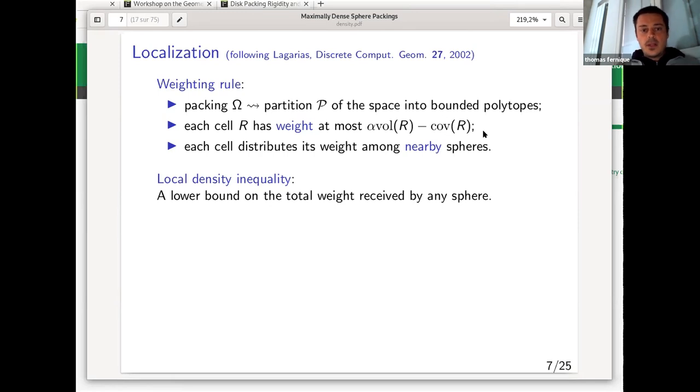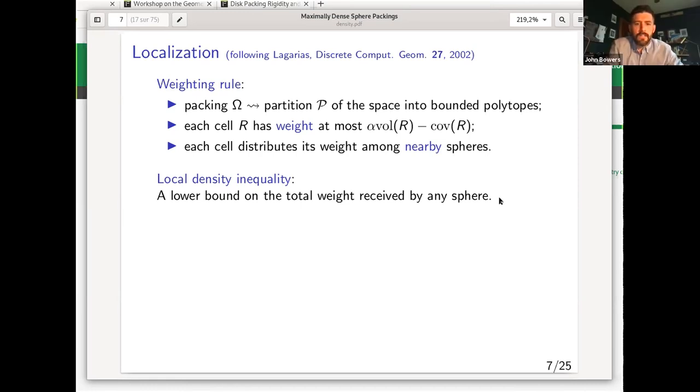Now, what is a local density inequality? It's a lower bound on the total weight received by any sphere. Imagine all the cells give their weight to the spheres. Each sphere can receive weight from many cells, but not too many, because the weight cannot travel arbitrarily far. It's only for a nearby sphere. And what you want is to compute a lower bound on the total weight that each sphere gets.